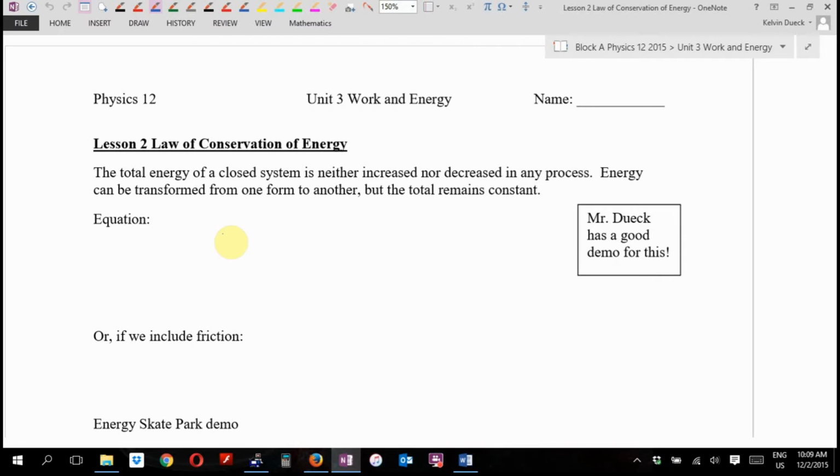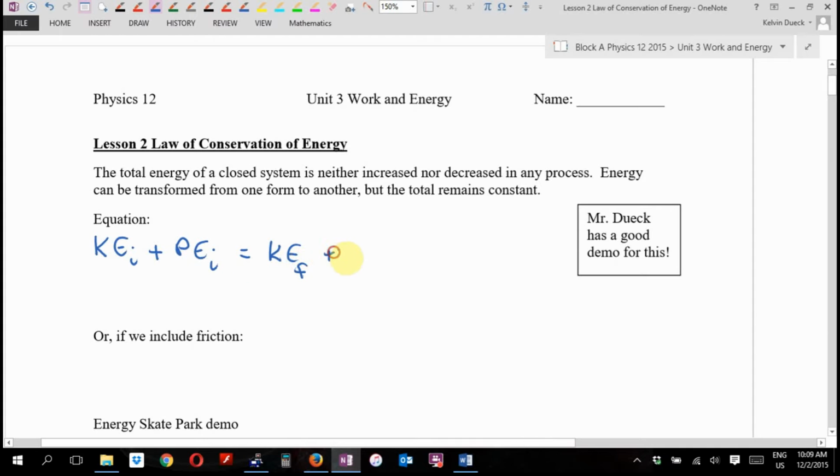As an equation, we say this: KE initial plus PE initial equals KE final plus PE final. The amount of energy you had before has to equal the amount of energy you had after.